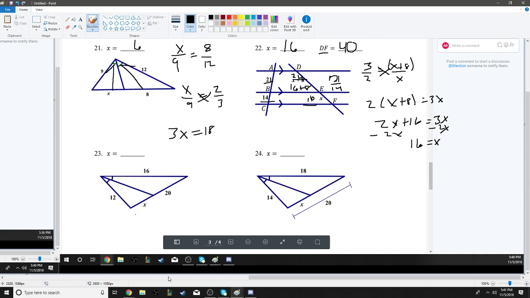Next, 23. Again, I do opposite x over the side 12 is equal to opposite 20 over the side 16. And reduce that to be x over 12 is equal to 5 over 4. Cross multiply. 4x is equal to 60, or x is equal to 15.